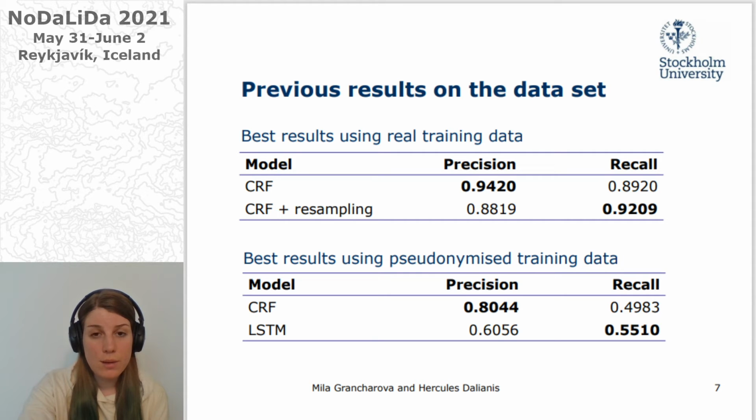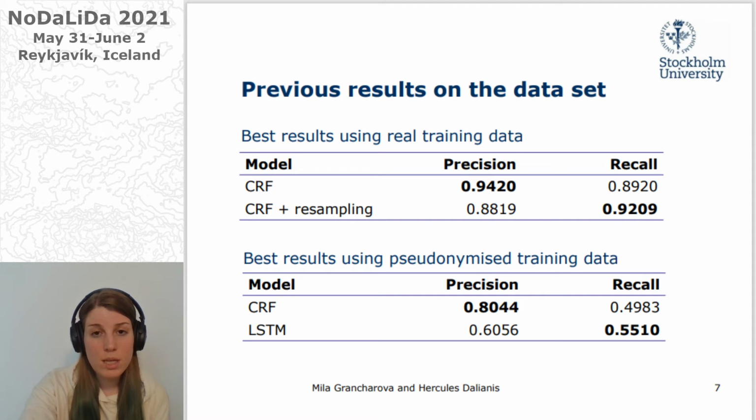And here in the bottom table, you can see the best results achieved when training these models on the pseudonymized data and then attempting to make predictions on real authentic data. As you can see, these results are much poorer than when we've trained on real data.